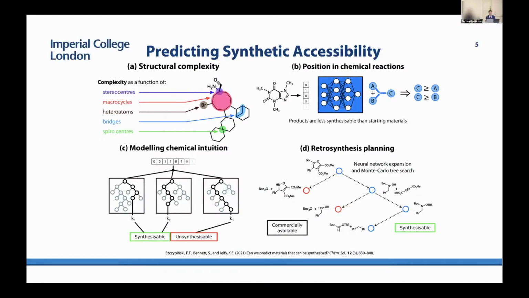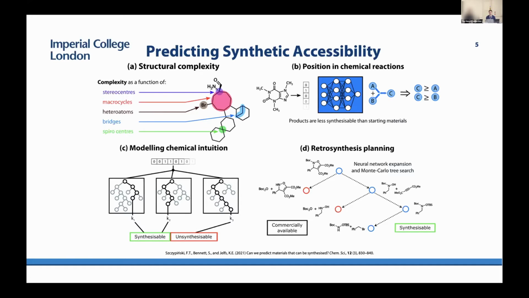There are a variety of ways in which we can predict the synthetic accessibility of a molecule. Firstly, we can look at the structural complexity. Complexity can be a function of stereocenters, macrocycles, and heteroatoms in a molecule, and all these can deem a molecule as more complex and therefore more difficult to synthesize. Next, we can quantify the position a molecule is likely to lie in a reaction pathway.